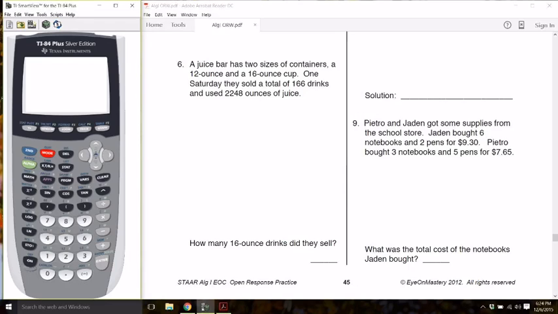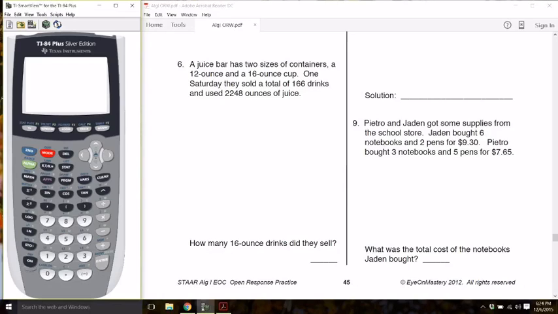So now I'm going to jump to number 6, one of the word problems, so that we can practice writing the equation for a system of equations, and then I can show you how to use the calculator to solve this one as well. So it says that a juice bar has two sizes of containers, a 12-ounce and a 16-ounce cup. One Saturday they sold a total of 166 drinks and used 2,248 ounces of juice.